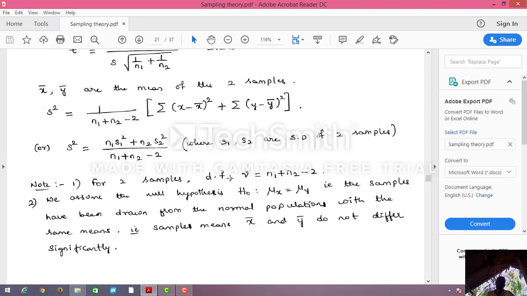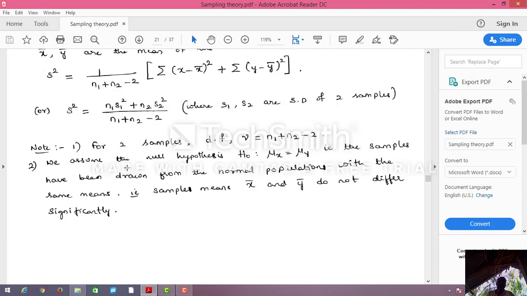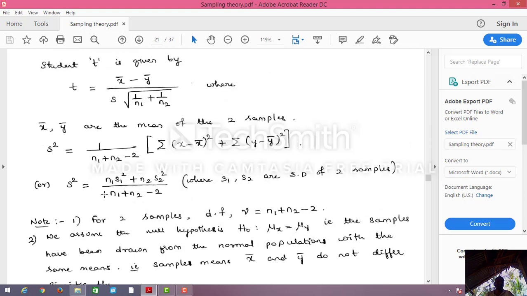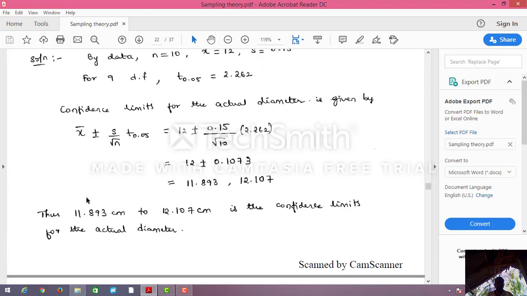For two samples, how do you find the degrees of freedom? It is n1 plus n2 minus 2; we will use this formula to find the degrees of freedom. We assume the null hypothesis H naught: mu x equal to mu y, that is, the samples have been drawn from normal populations with the same means. Using this, we will solve the problems using the t distribution formula, and to find s, we will use either this formula or that formula, depending on the given data. We'll see the problems in this.